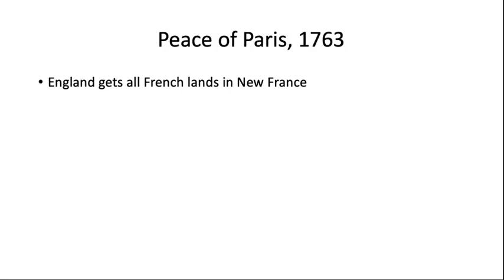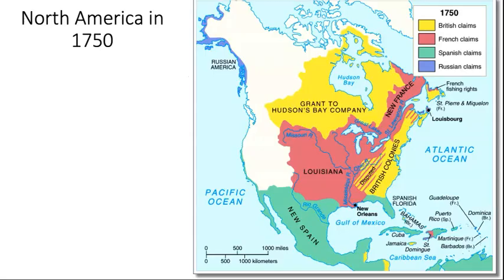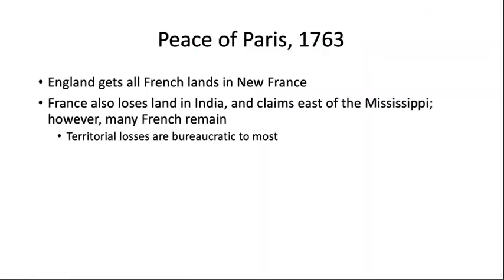Okay, so England wins. They get all the French lands in New France. That is a bummer for the French. Again, if we kind of go back and look here, that's like a lot, right? That's like a lot of territory here, basically. There's a little caveat here with the stuff west of the Mississippi, which I'll get to right now. France loses land all over the world.